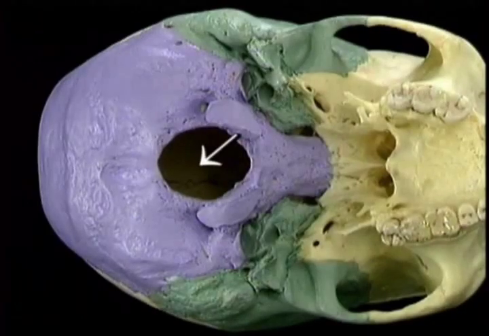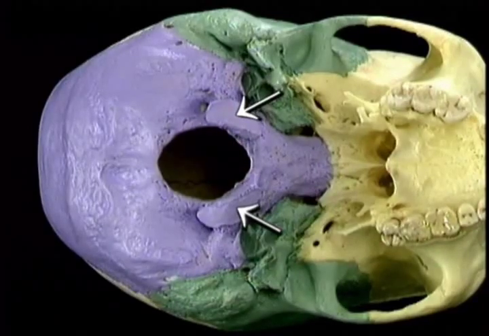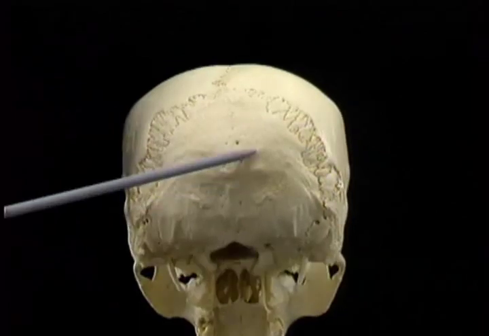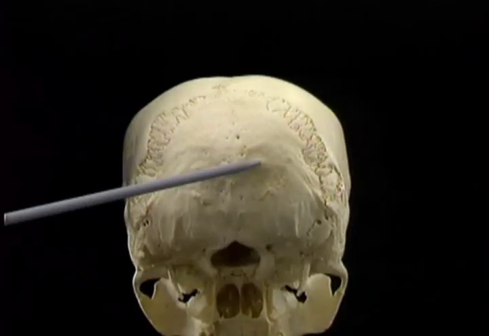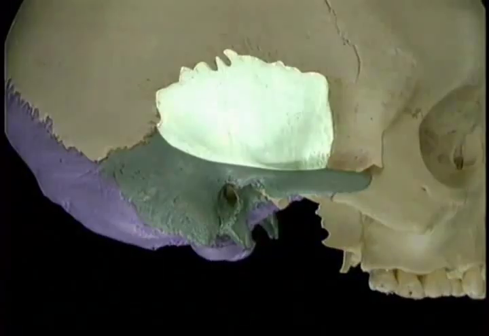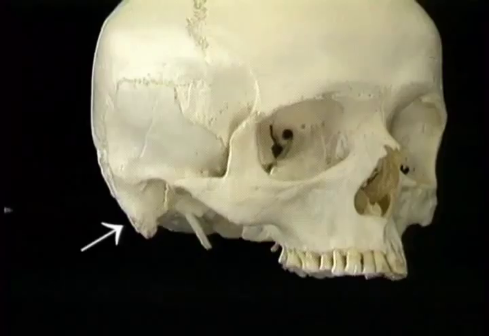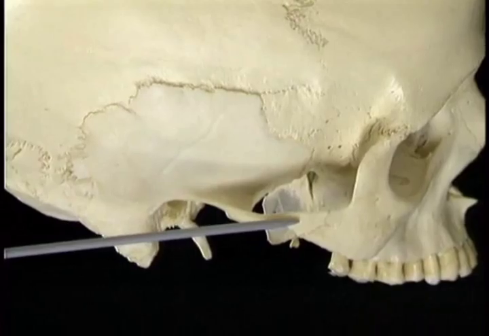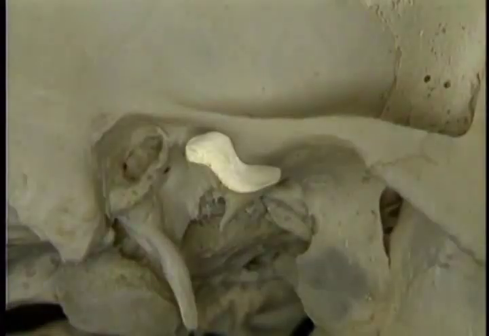The foramen magnum, the occipital condyles, the external occipital protuberance, the superior and inferior nuchal lines. On the temporal bone, here's the petrous part and the squamous part. Here are the mastoid process, the zygomatic arch, and the surface for the temporomandibular joint.